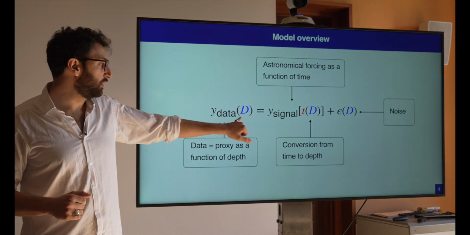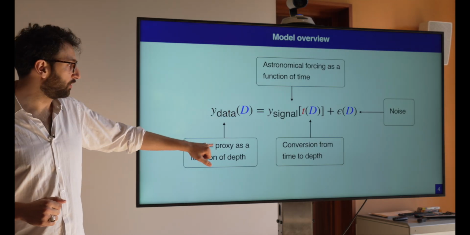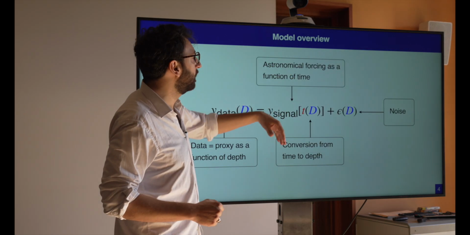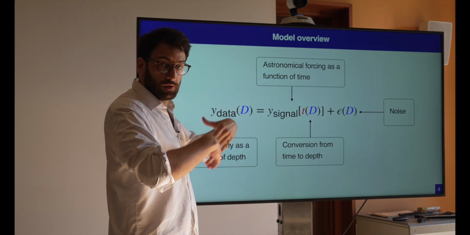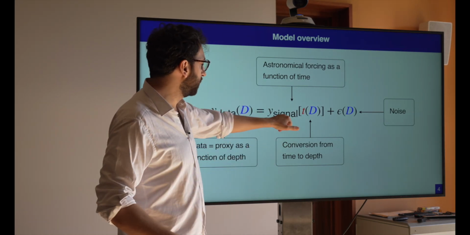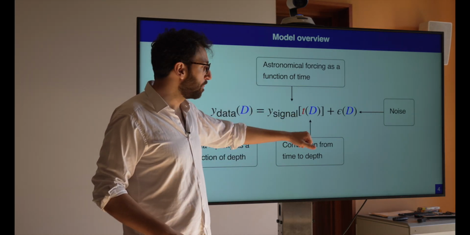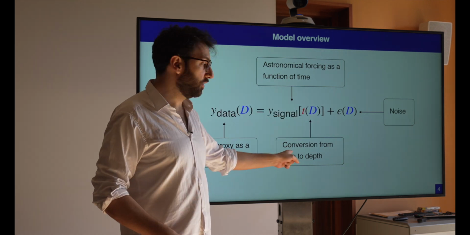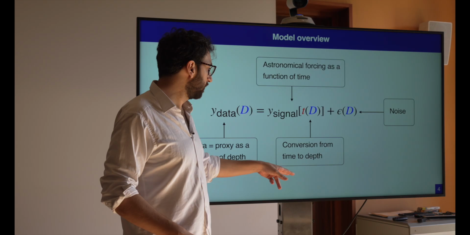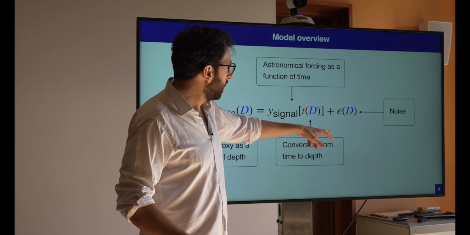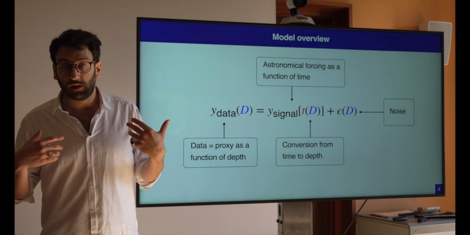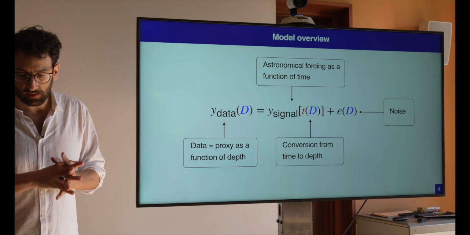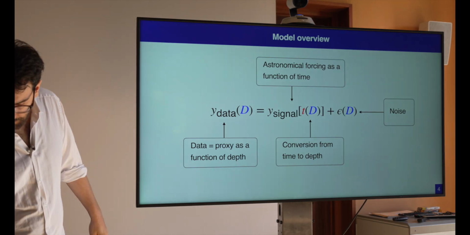We think that the data as a function of depth, which is a proxy, is the sum of an astronomical signal coming from the astronomical forcing, which is a function of time. But then we transform depth into time by a transfer function, so from depth to time. And we have some additional random noise that models basically everything that's not already in the astronomical signal.